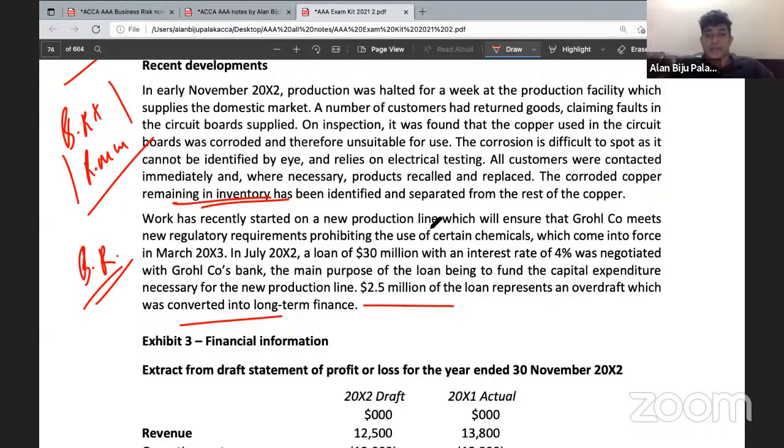Because in case of a particular asset that takes a substantial period of time to get it ready for its intended sale or use, then we need to consider it as a qualifying asset. And the amount spent as finance cost on the qualifying asset can be capitalized. Therefore, here we need to mention that the amount of interest spent on the 30 million loan should be capitalized along with the capitalization of the new production line.